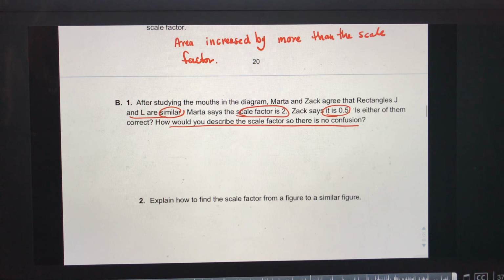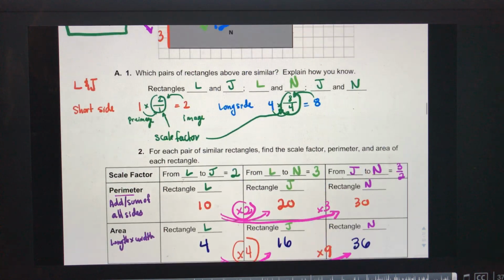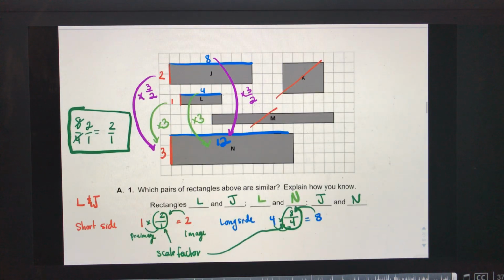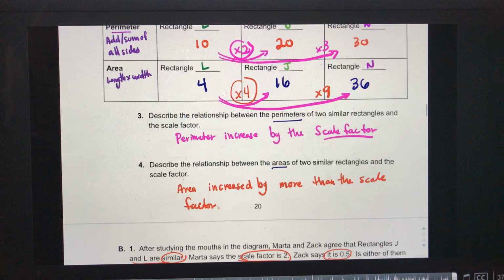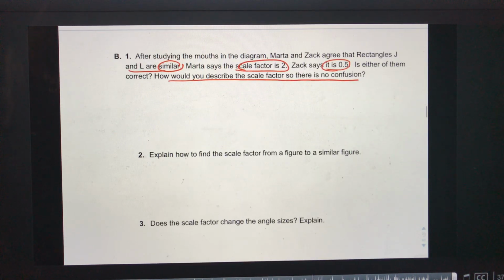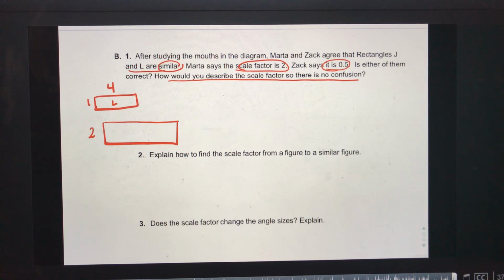Okay. So let's look at J and L. And that's our 1, 4, and our 2, 8 rectangles. So I'm going to draw them down here. L, I think, is our small one. Yeah. Okay, so let's draw them. Just going to do a quick sketch. 1, 4, that's L. And then we have our 2, 8, and that's our J.